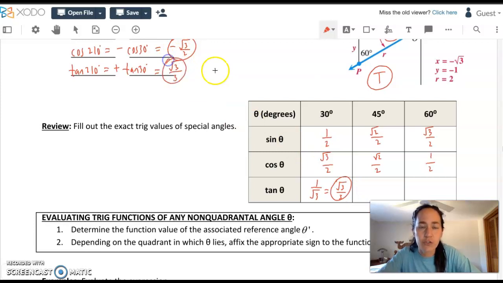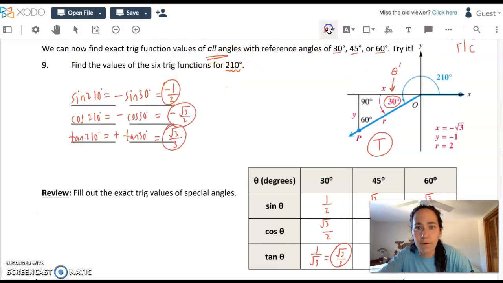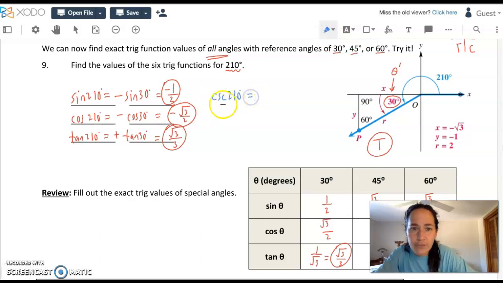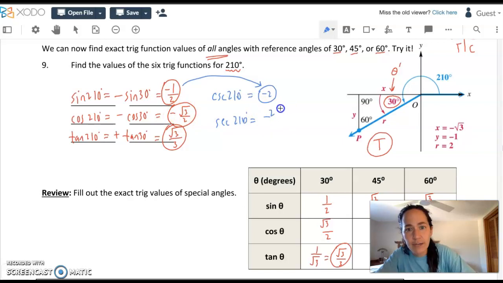And that should do the trick. I did neglect the reciprocals. Might as well put them in there too. So cosecant of 210. I'm not even going to write that it's the negative cosecant of 30. Instead, I'll just flip this solution. So negative 2. Secant of 210. We have to take the reciprocal of this answer. So negative 2 square root of 3 over 3.